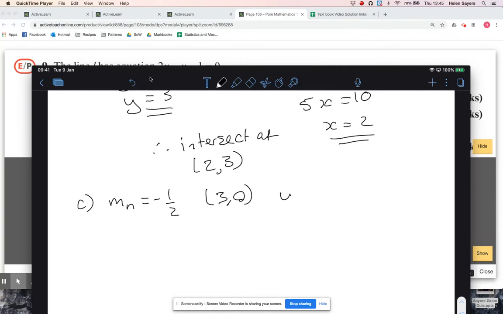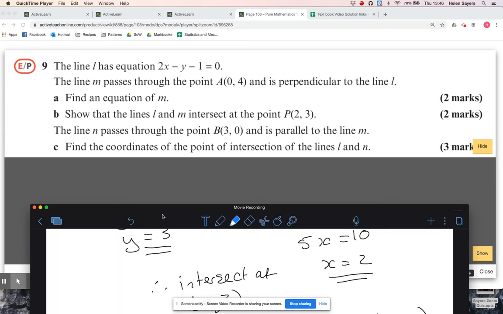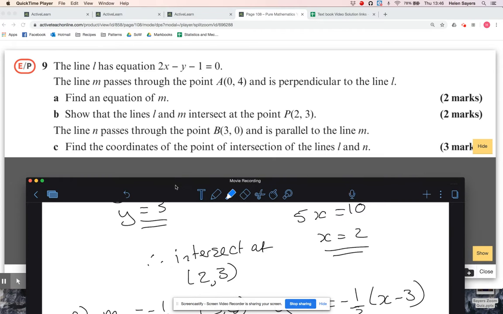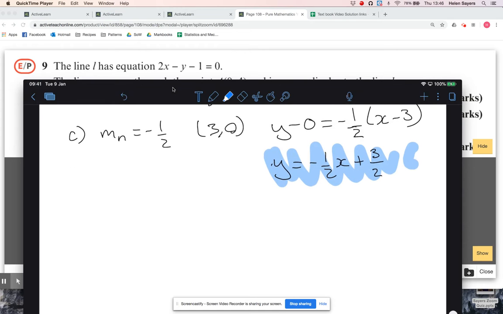So y minus my y coordinate is m times x minus my x coordinate. So y is minus 1/2 x plus 3 over 2, multiplying those brackets out. So there's my equation for N, and I am finding where N and L intersect, and L I was given in the original question. That's the equation of N. L is this one here.